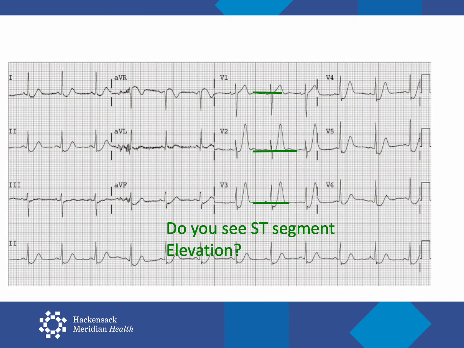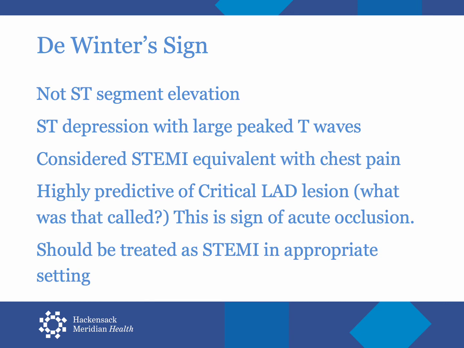So here's the pattern again. So in a patient with chest pain, even though you do not see ST segment elevation, this patient needs immediate attention. Those tracings show De Winter sign. It's not an ST segment elevation, it's an ST depression with large peaked T-waves, but in the presence of compatible chest pain, it's considered to be a STEMI equivalent. It's also highly predictive of a critical LAD lesion. It's been called the widowmaker. So this is a sign of an acute occlusion. Those patients should be treated as a STEMI in the appropriate setting.